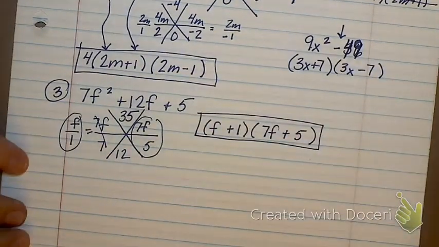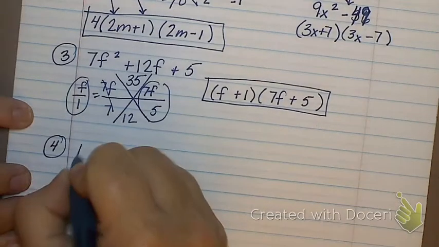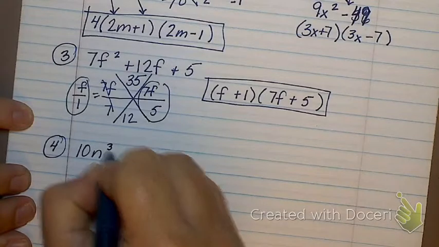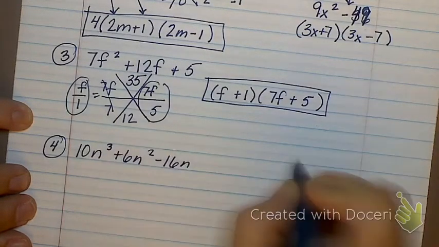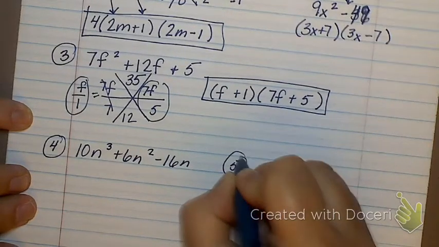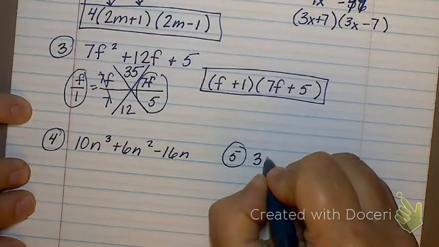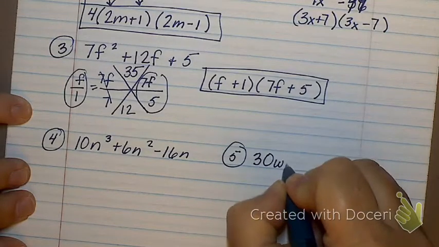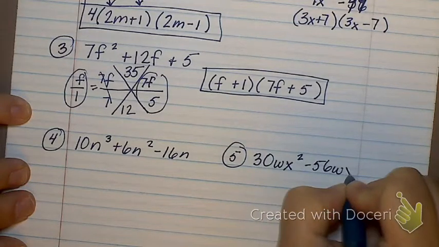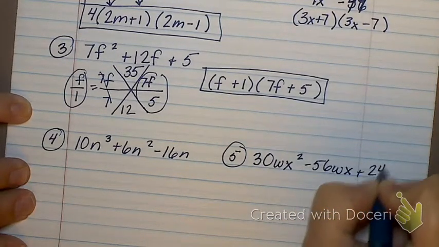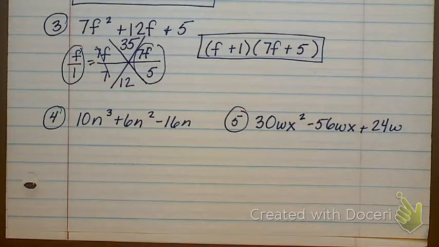All right, I got two more. 10n to the third plus 6n squared minus 16n. And I'm going to go ahead and give you number 5 also. I want you to try 4 and 5, the last two problems. Remember to check for GCF first. 30wx squared minus 56wx plus 24w. Okay, so take a minute and see what you can do with those guys.